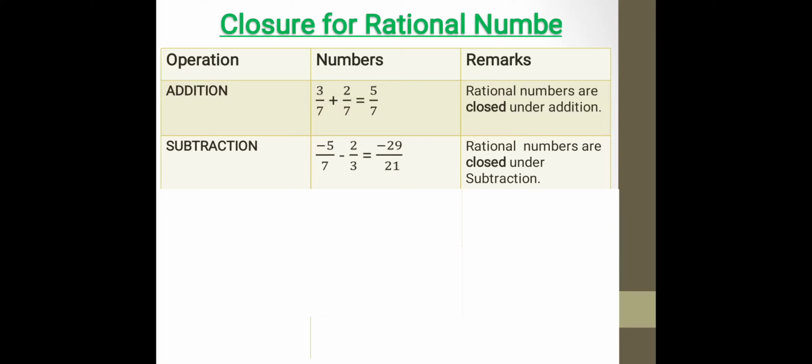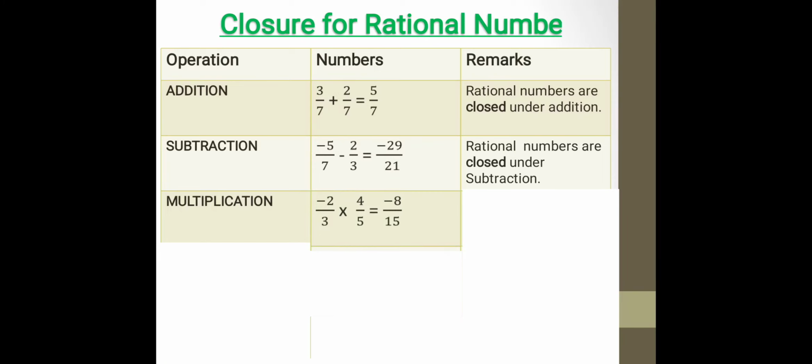Let us now check under multiplication and multiply two rational numbers. Negative 2 upon 3 multiplied by 4 upon 5. So 2 fours are 8, minus into plus will be minus, 3 fives are 15, that is negative 8 upon 15, which is a rational number. So when we multiply two rational numbers, the answer is always a rational number. So rational numbers are closed under multiplication.